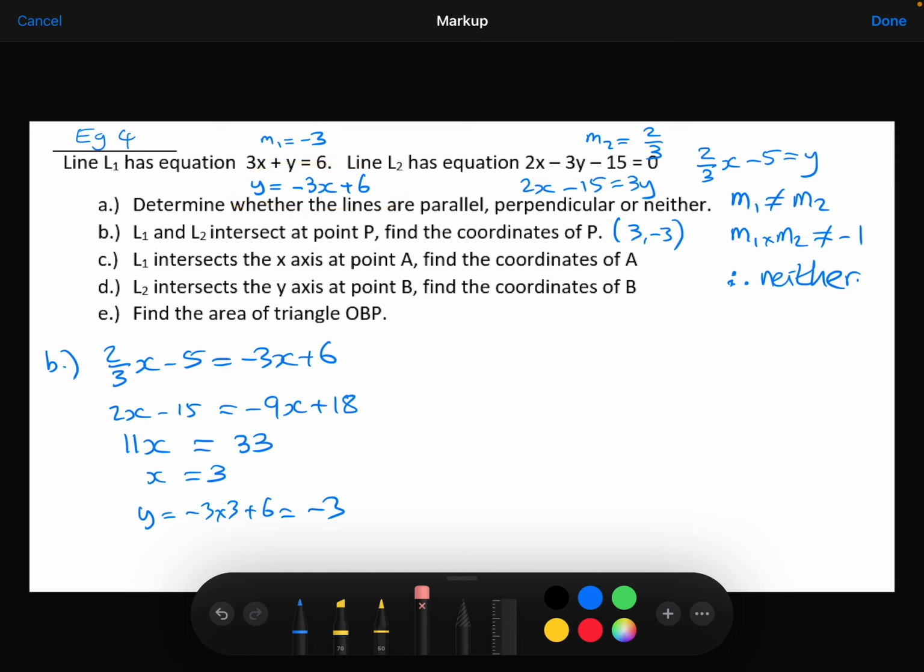Right, make sure you've got your notes copied down for this so far, because I'm just going to rub this out just so I've got a bit more space. Press pause if you need to.